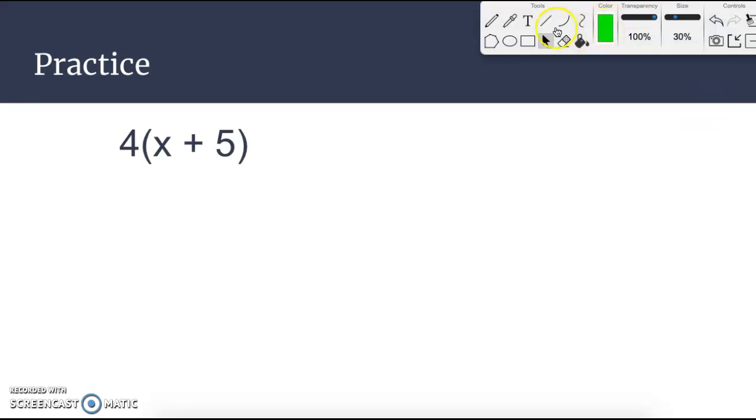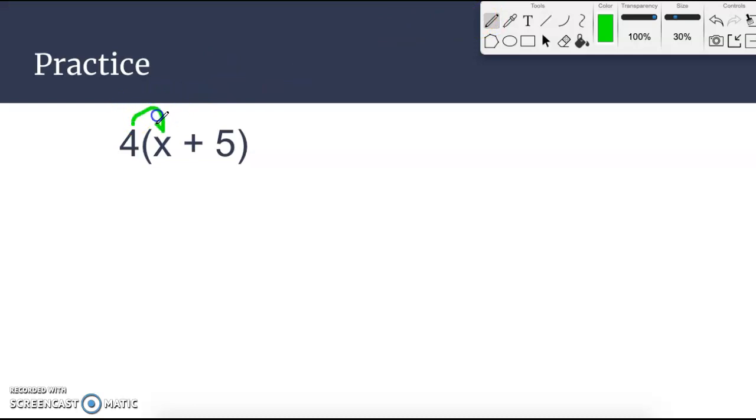Let's try a few more practice problems together. We have 4 times the quantity x plus 5. I'm going to skip the drawing it out, but if that helps you, feel free. But I just want to focus a little bit more on that shortcut of using the distributive property. Now, it still does help me, and I've been doing this for a long time, but it still does help me to draw these arrows in.